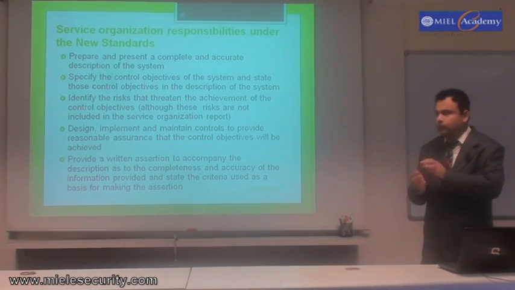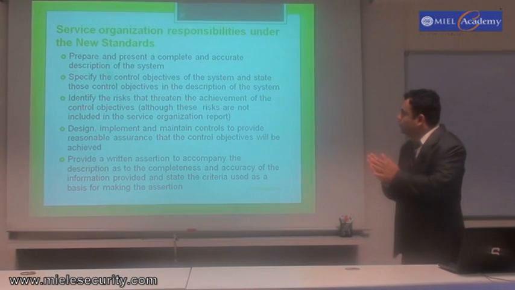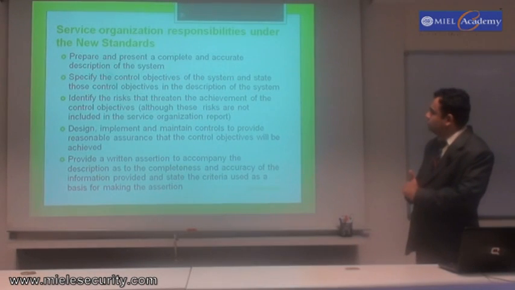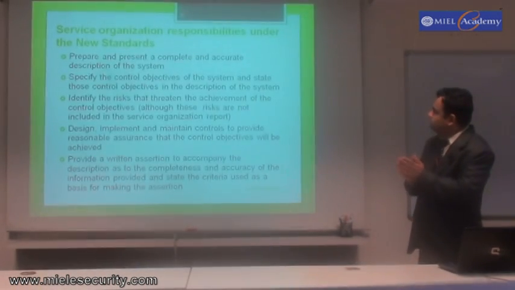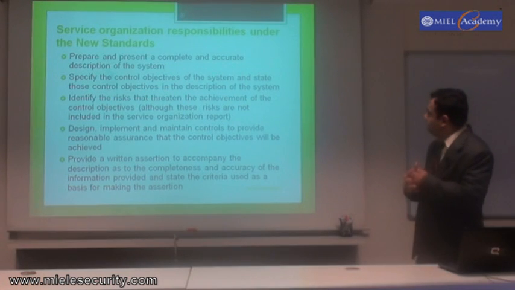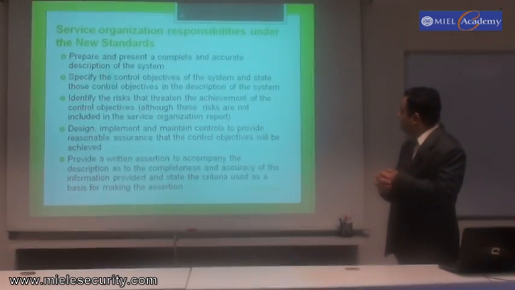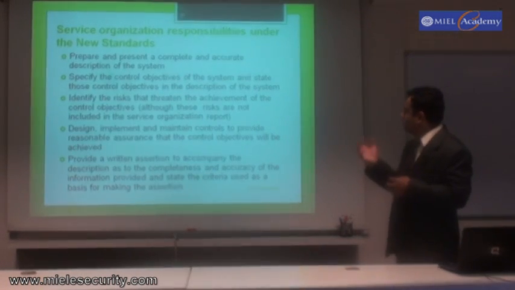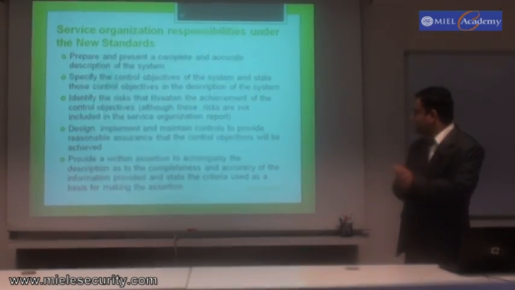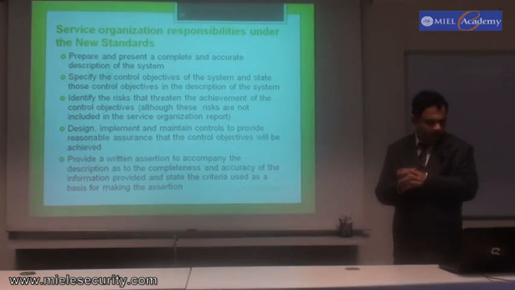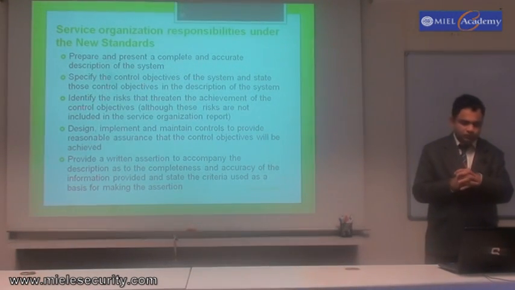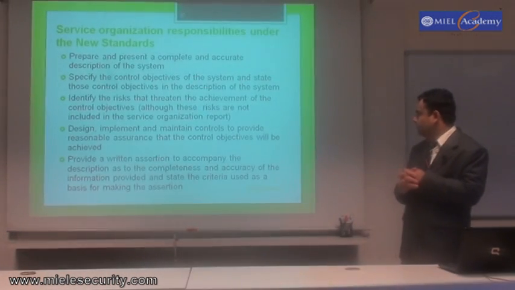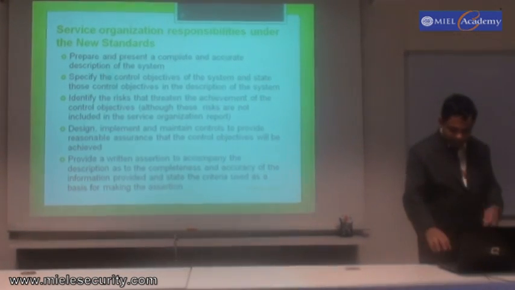Now, as the standard has evolved from SAS 70 to SSAE 16, what are the new responsibilities that the new standard brings to service organizations? This is a list. Basically, they have to prepare and present a complete and accurate description of the system, specify the control objectives and the state of those controls, identify the risks, design the controls, and obviously prepare and present the written assertion to accompany the description of the controls, as to completeness and accuracy of the information provided.